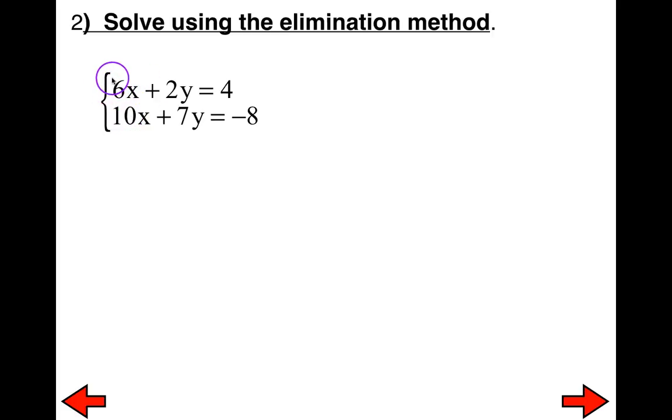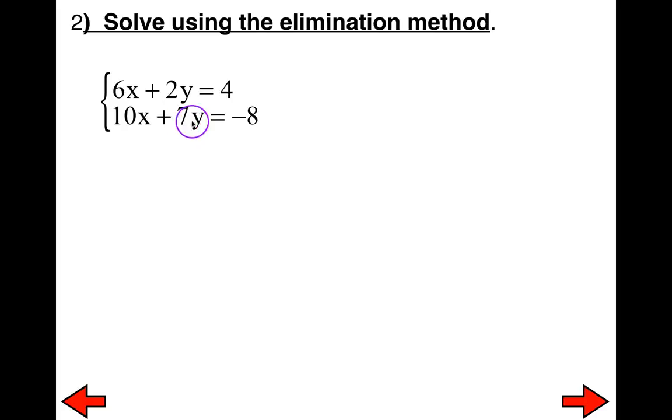So here, I would have to multiply the first equation by 5 to make the 6 a 30. And I would have to multiply the second equation by 3 to make the 10x a 30. Now, if I wanted to, I could also eliminate the y's. The lowest common multiple between a 2 and a 7 is a 14. So that means I would have to change the first equation by a 7 to make the 2y 14.